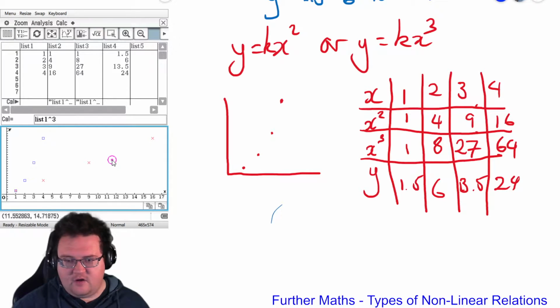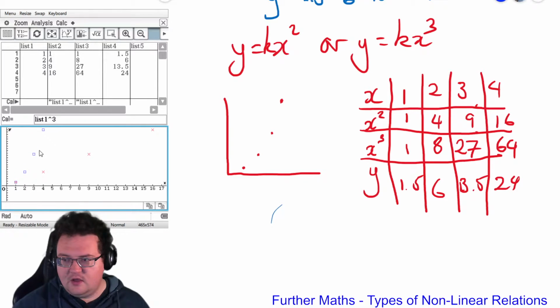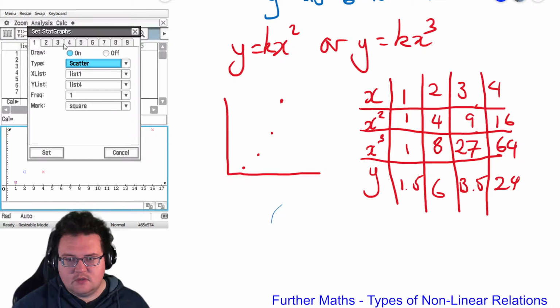And what you'll quickly find is that the values that we're trying to work with quickly disappear. So list 3 versus list 4.